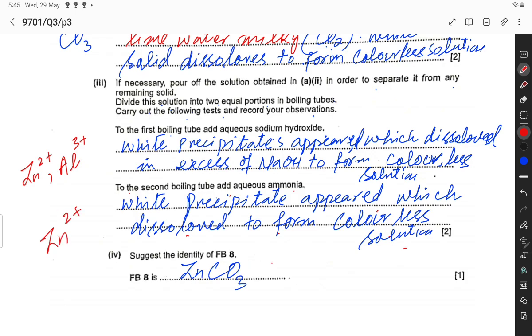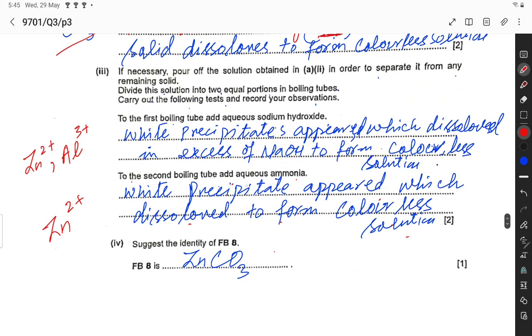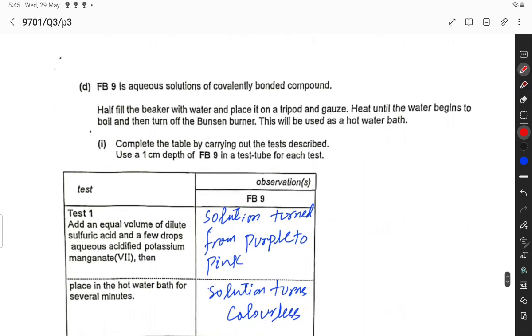Suggest the identity of FB8. The negative ion is confirmed by this test, because carbon dioxide effervescence formed which turns lime water milky. If carbon dioxide is evolved and turns lime water milky, that is carbonate ion. The sodium hydroxide and aqueous ammonia tests confirm the zinc ion is present in this solution. So the identity of FB8 is zinc carbonate.